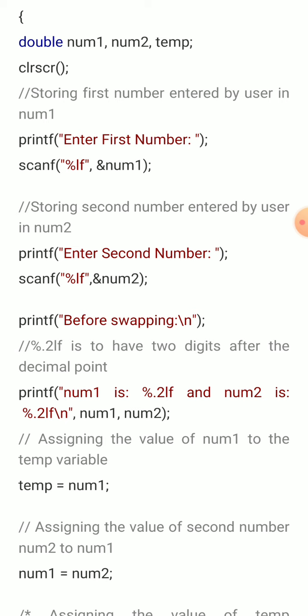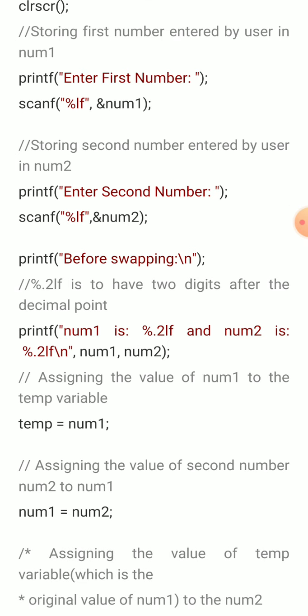So first of all, we assign the value of our first number to the temporary variable. Then our first number stores the value of the second number. You can see in the first step we have temp equal to number1. This means that we are assigning the value of number1 to the temporary variable. In the next line we write number1 equal to number2. Why? Here we are assigning the value of the second number to the first number.